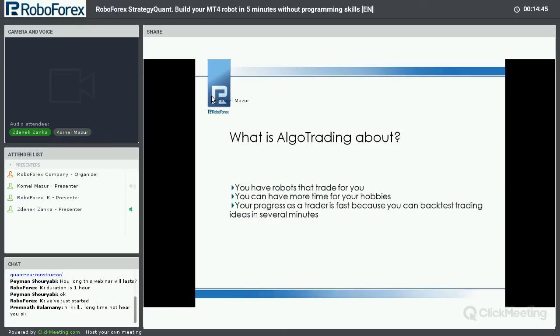So what is algo trading about? You have robots that trade for you. That's great. You have more time for your hobbies. Yeah, it can be, and it's possible. And there is another good point, and this is that your progress as a trader is fast, because you can backtest trading ideas in several minutes.